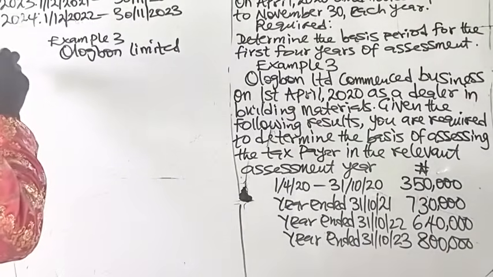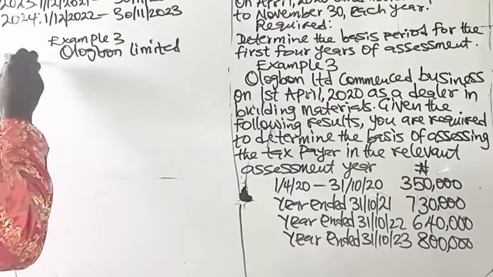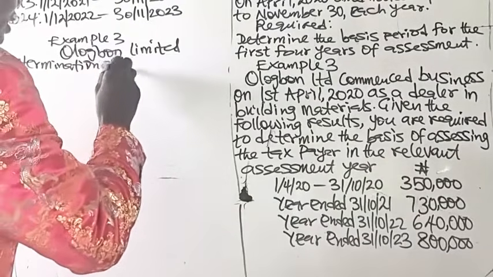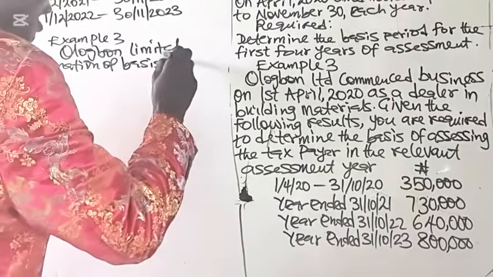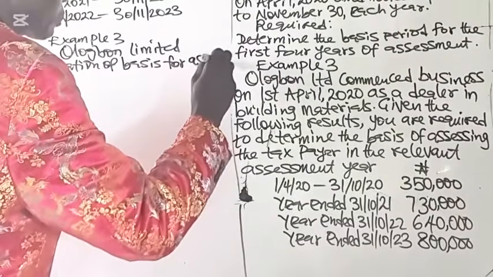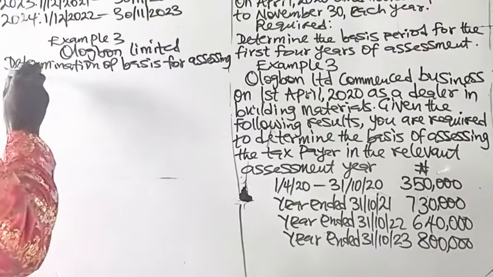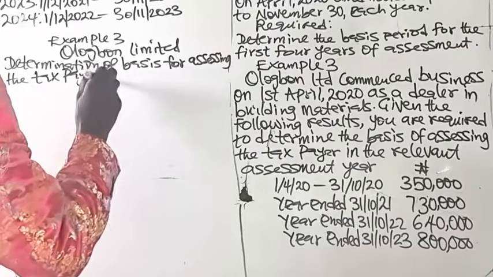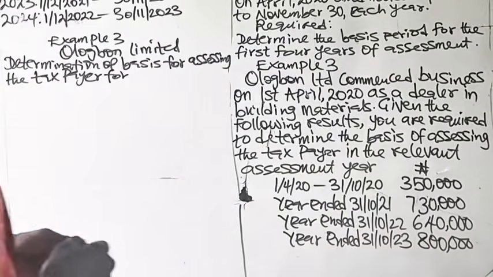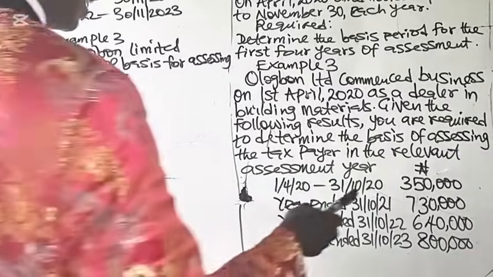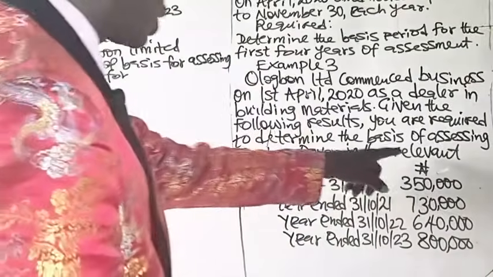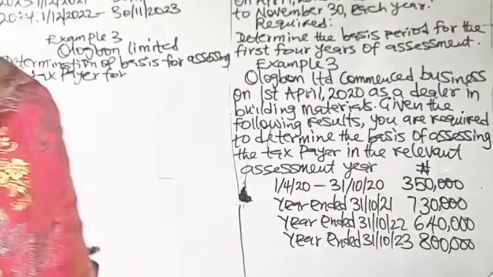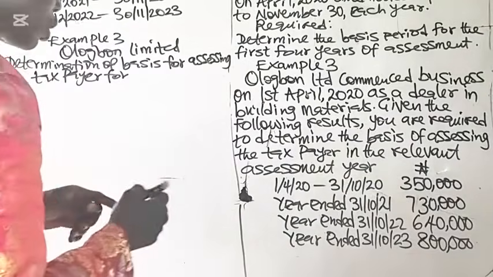So, determination or computation of basis for assessing the taxpayers. They say for relevant years of assessment, but you have to state the year of assessment. If you put "relevant years of assessment", you'll be marked wrong. So let me leave a space. I will fill that.